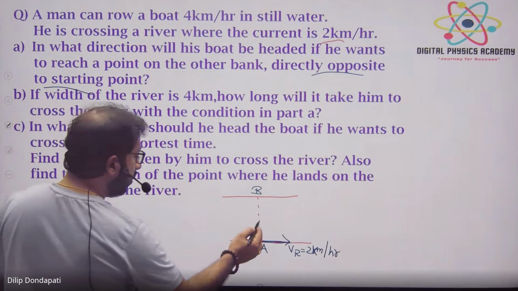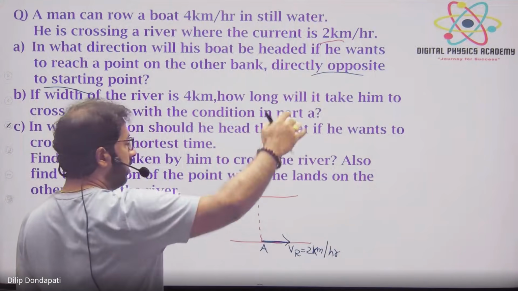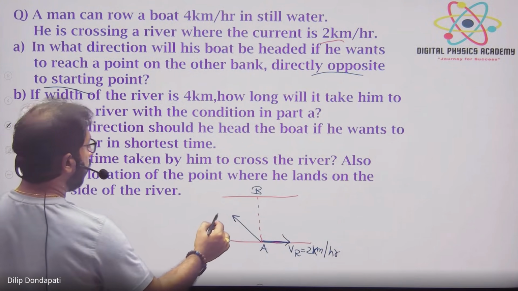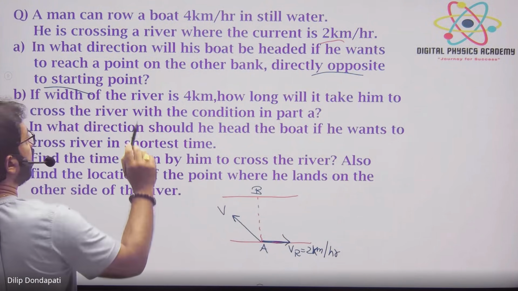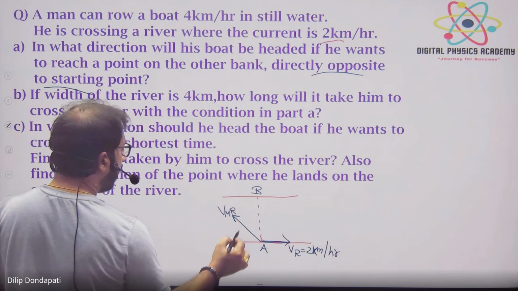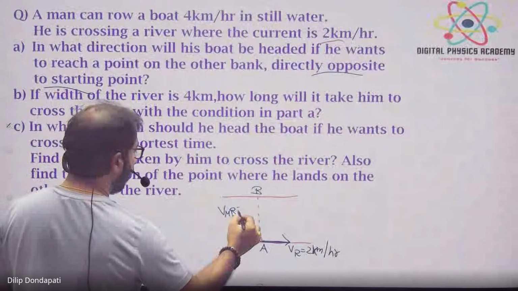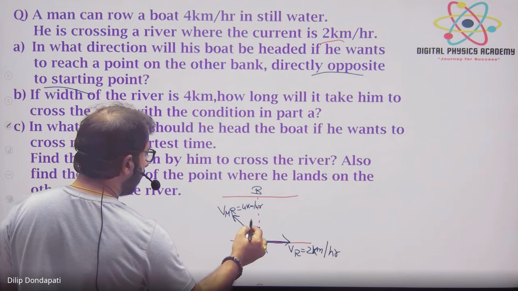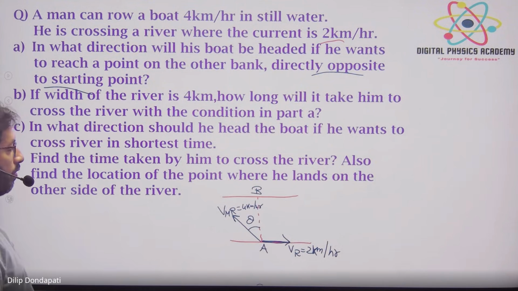Sir, upward. If it goes upward, because of the river speed it will drift that way. Sir, sin theta is equal to VR. Yes. Just keep the diagram, it has to go this way. Okay, so velocity of, instead of boat, you can take man also. Velocity of man with respect to river. Okay, how much is given? 4. This is theta. Definitely he has to travel here.